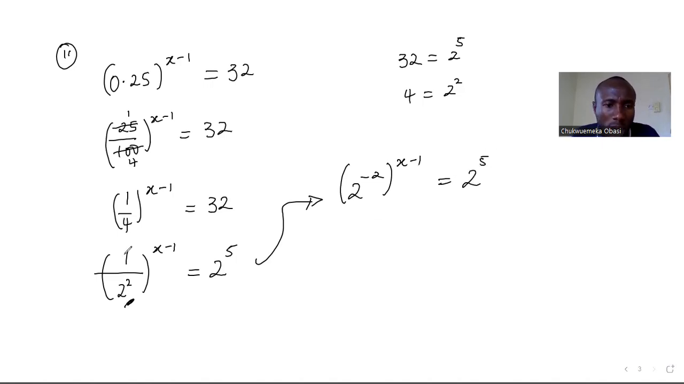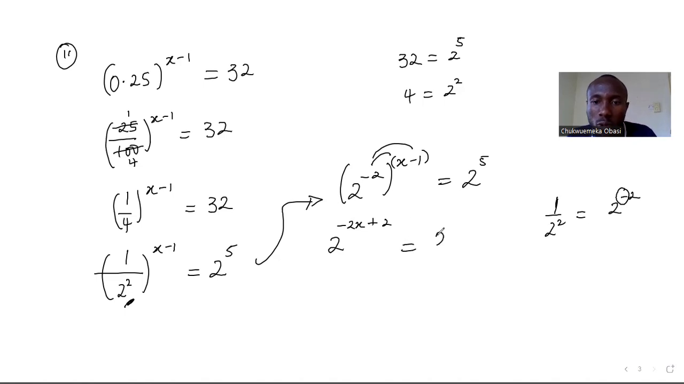I believe you all understood how I transformed this guy to this guy here, because when you have 1 over 2 to the 2, this is the same thing as 2 to the negative 2. When you want to remove the negative index from here, you take a fraction of 1 over that guy without the negative index. So distribute the negative 2 into these guys like this. So you have 2 to the negative 2x plus 2 is equal to 2 to the 5. And the base will cancel out. Negative 2x plus 2 is equal to 5.